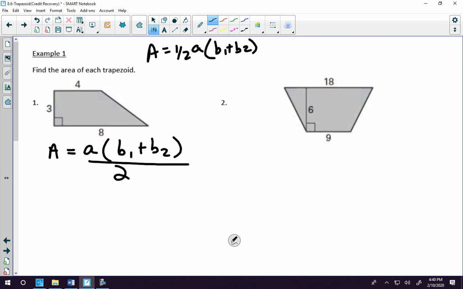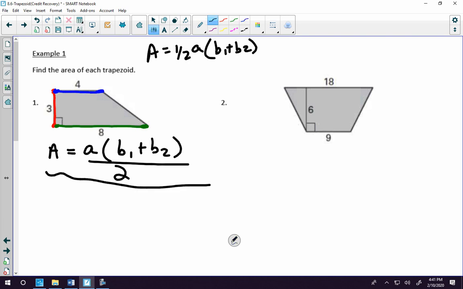These two formulas are one and the same, whichever one works for you. So let's look at number 1. How do we find the area of this trapezoid? Well, the altitude is 3. The length of one of the bases is 8, and the length of the other base is 4.